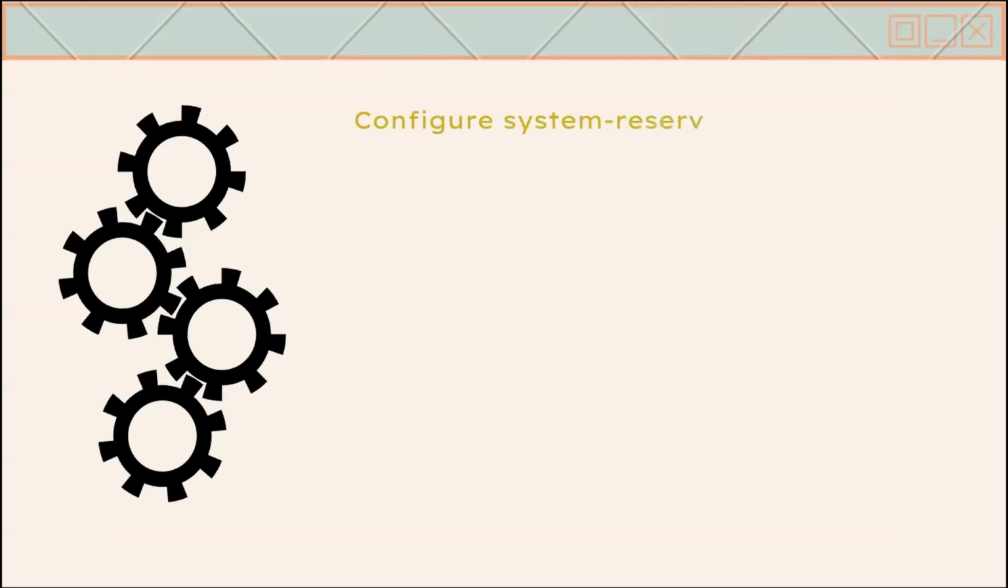Now let's check how to configure system reserve on the nodes. There are two ways to configure it. First, automatically allocating resources for nodes. Second, manually allocating resources for nodes.